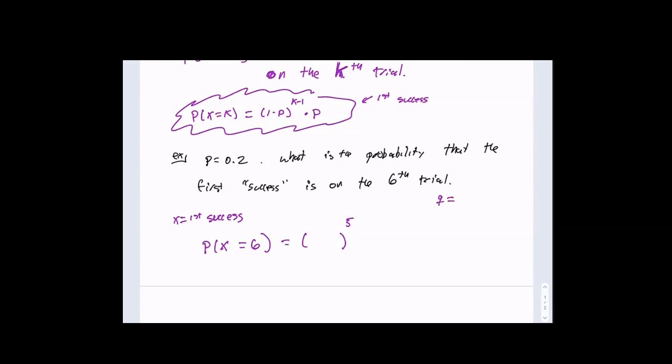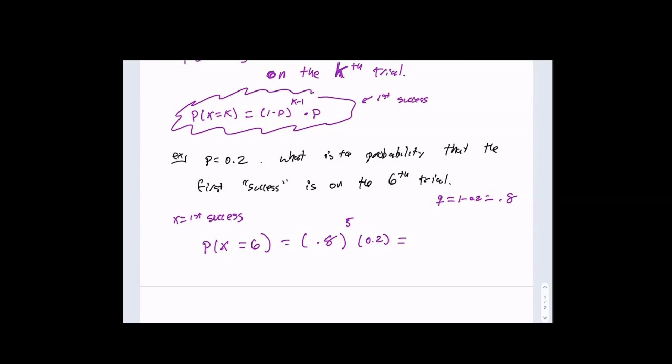What is Q? It's 1 minus 0.2, which is 0.8. So it's 0.8 to the 5th power times 0.2. 0.8 to the 5th power times 0.2. That's it. That's all you've got to do for the first success. The probability of a first success is 0.8 to the 5th power times 0.2.